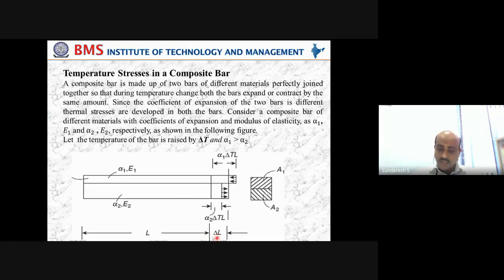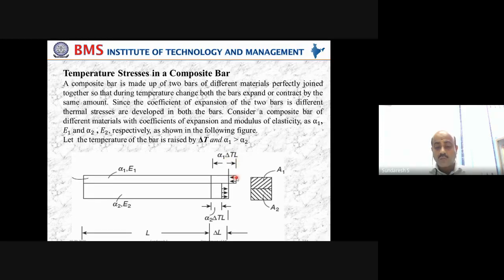See here, you can see here, delta L, from here to here we are showing. Please observe here. Please understand here. Delta L is what? It is the amount of free expansion that the compound bar will undergo. Got it? So alpha 2 into delta T into L is the free expansion of material 2, and alpha 1 into delta T into L is the free expansion of material 1.